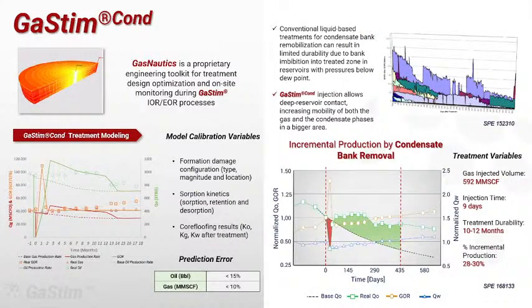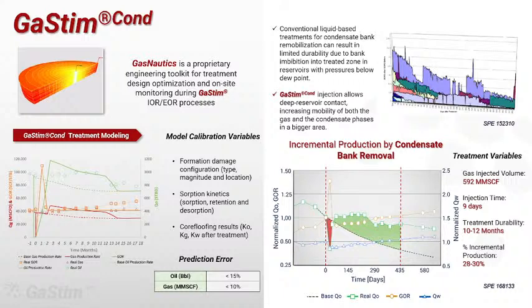So here at GaStimTech, we've developed our own proprietary engineering toolkit and analytical tool for simulating this type of treatments, which is called the Gasnotics. It aids with our everyday operation, and it helps to model these IOR and EOR processes.